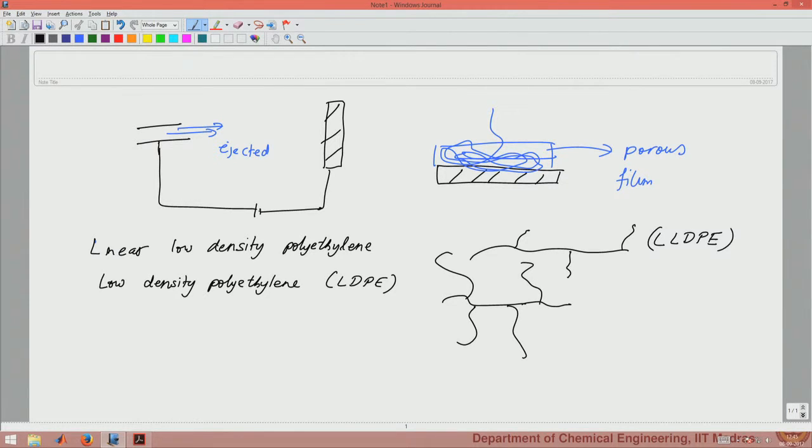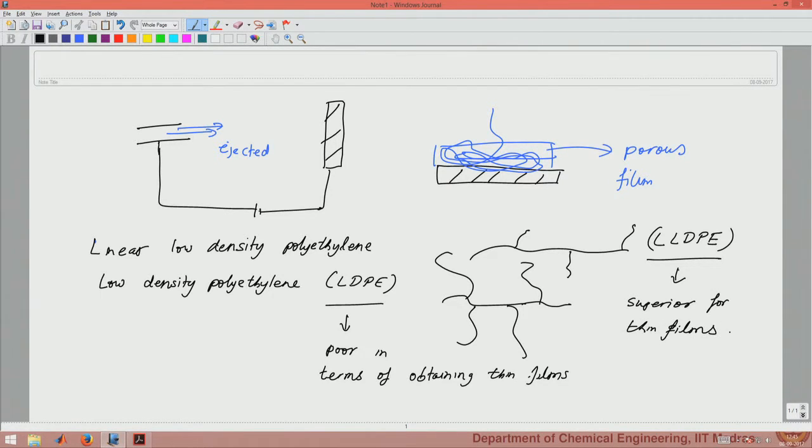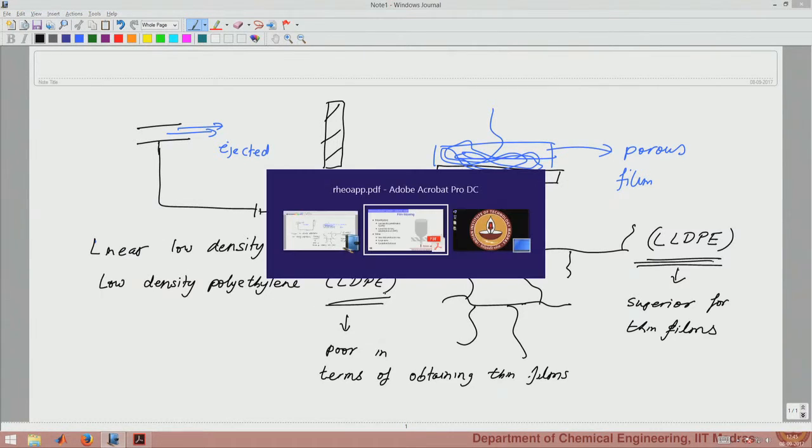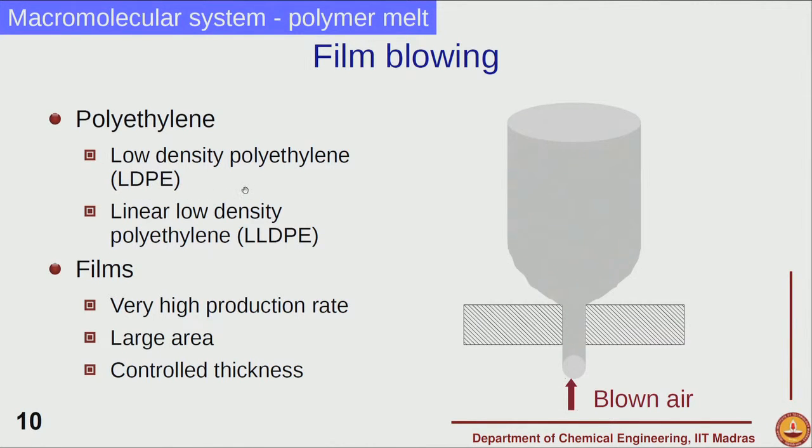So, in extensional flow it has been found that LDPE is poor in terms of obtaining thin films, while LLDPE has a superior performance for getting thin films. So, clearly it is better to use LLDPE in such applications as opposed to LDPE. Many of the better quality grocery bags will be made of LLDPE, while the other thin bags may be made of LDPE. In these cases what is required is a very high production rate, which means we would like controlled thickness and very large area at a very high rate. And so, extensional flow behavior of a polymer melt is of great interest in such applications.